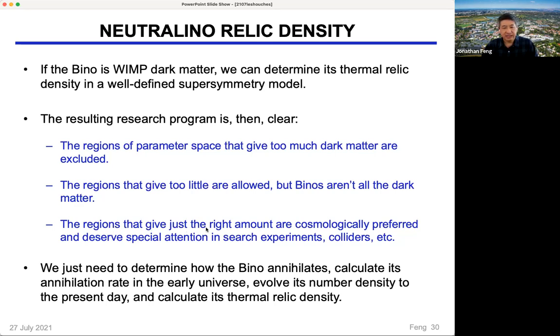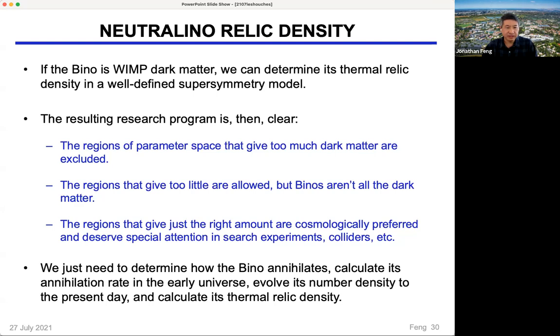But then there's regions that give just the right amount of dark matter, exactly on the nose. And those are then what are called cosmologically preferred regions of parameter space. And sort of by Occam's razor, let's just assume that the dark matter is the Bino. This would be the right scenario to think about. And then we would devote special attention to those regions of parameter space when we're designing searches and proposing new experiments and running colliders and things like this.